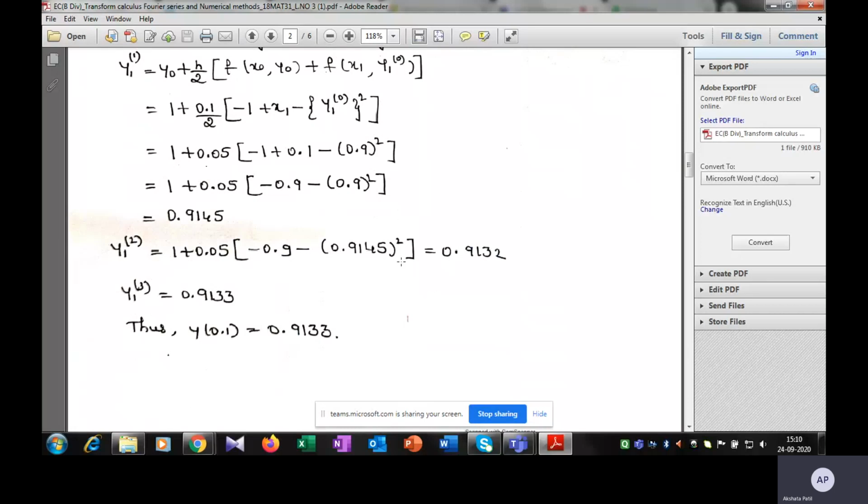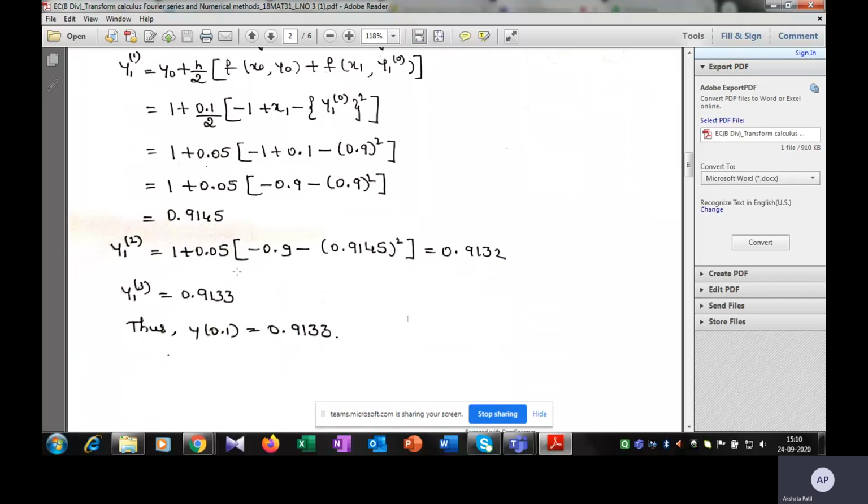Okay, now just check whether the first approximation value and second approximation value are the same. Yes, both are identical to 2 decimal places. Here we'll get 0.91, here also we'll get 0.91, but here we'll get 9145, here 9132, means both the values of y1 are identical up to 2 decimal places. Okay, so let us calculate one more approximation here.